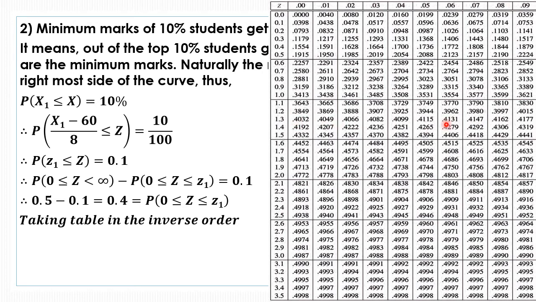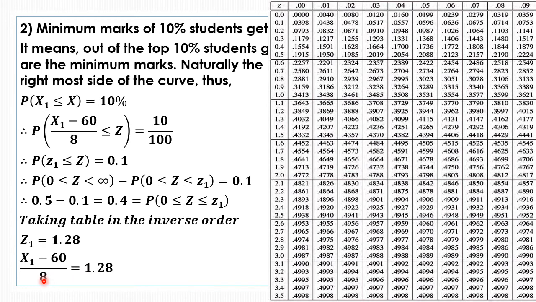Okay, 1.28 is the z value for 0.3997, and because z1 is a positive value, this will also be a positive value, so 1.28. But that does not end, because in the question we are not supposed to calculate z value, we are supposed to calculate x1 value. So here we converted x1 minus 60 upon 8 into z1, so we will reconvert this z1 into x1 minus 60 upon 8, which is 1.28.